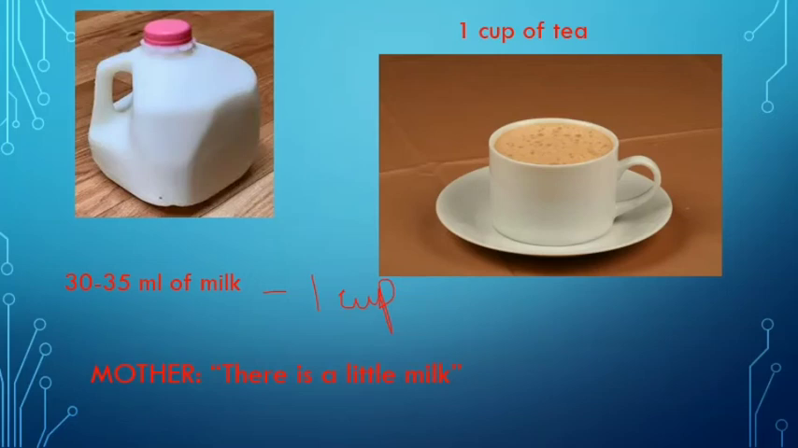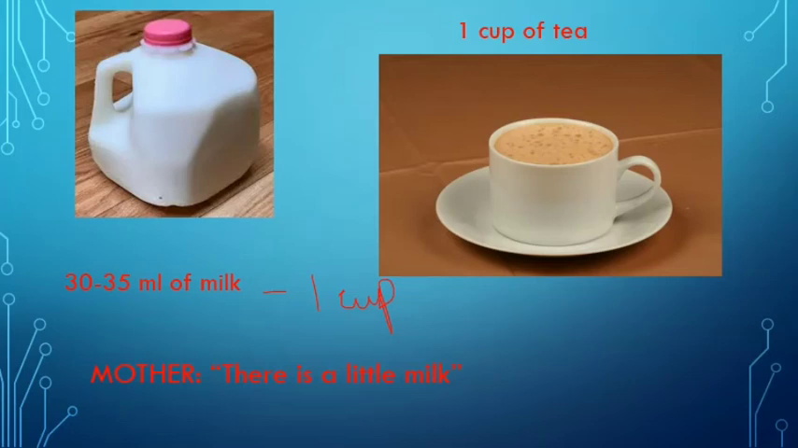So with this milk, she can make 1 cup of tea only, not 3 cups of tea. This is equal to a little milk. A little milk. Okay, now you understood where you have a drop of milk, where you cannot make 1 cup of tea, that is little milk.